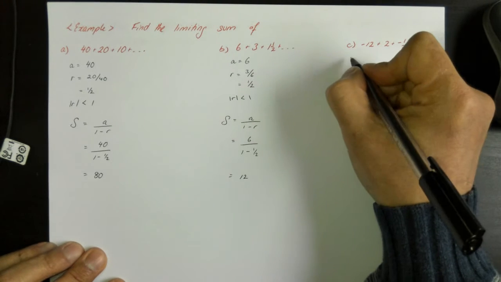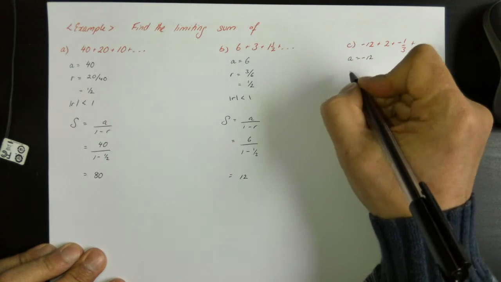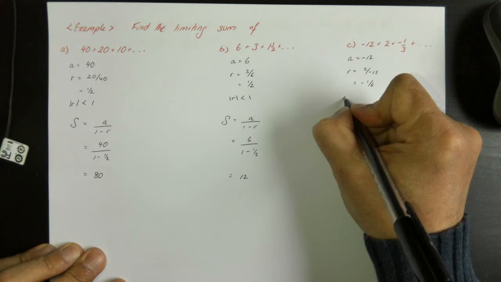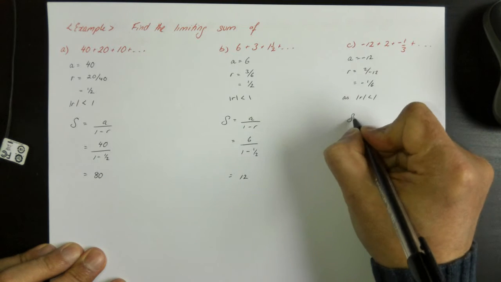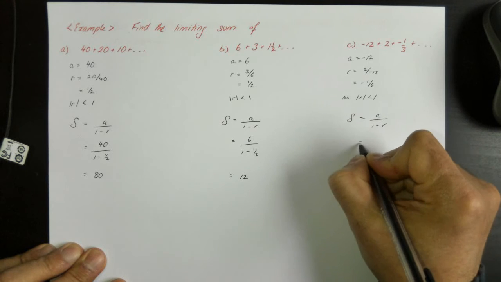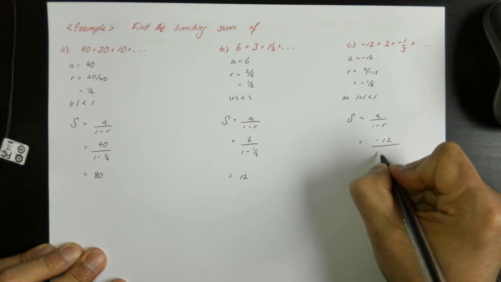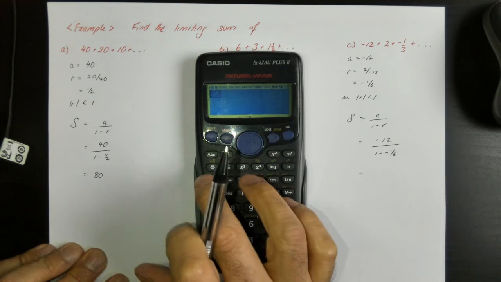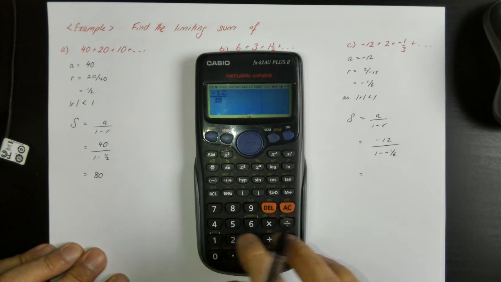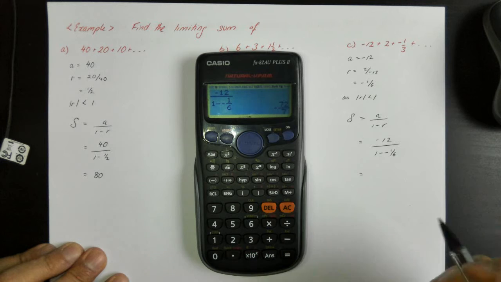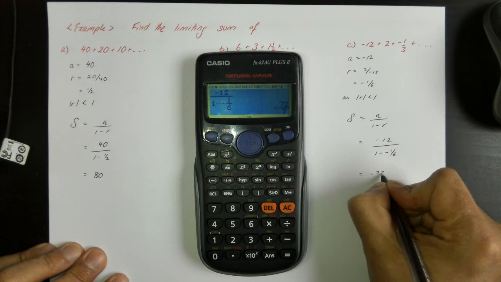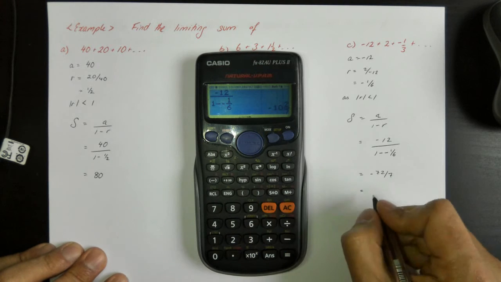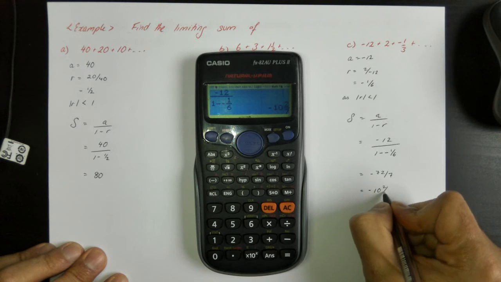Okay, so here we've got A equals negative 12. My R is 2 over negative 12, which is equal to negative 1/6. So as the absolute R is less than 1, I can still use this formula. So negative 12 divided by 1 minus negative 1/6 gives me negative 72/7, and as a mixed number you get negative 10 2/7.